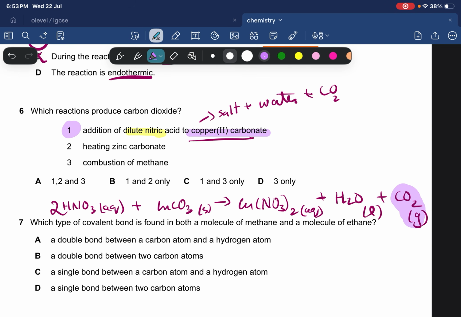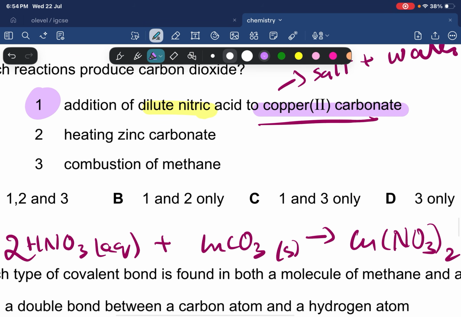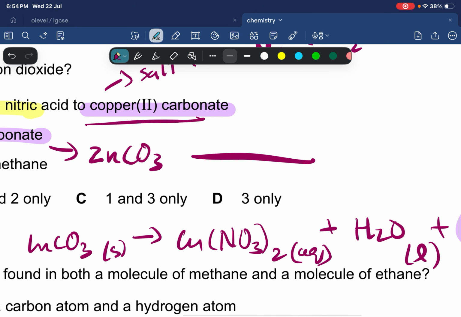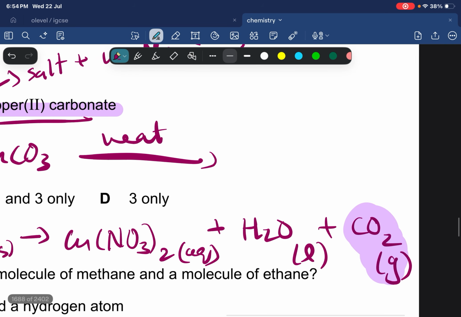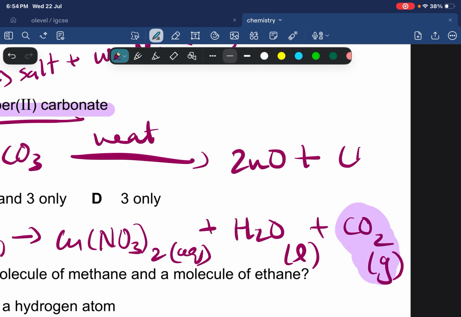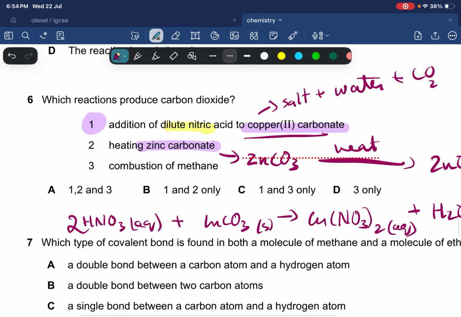Heating zinc carbonate. Okay, you have to know the thermal stability of carbonates for this. Whenever you're going to heat group 2 carbonates, group 1 carbonates are extremely thermally stable. They don't decompose on heating, but the zinc carbonate is going to decompose on heating. You have zinc carbonate, and then you heat it, and then you produce zinc oxide plus carbon dioxide. Got it? So, well, this is correct.